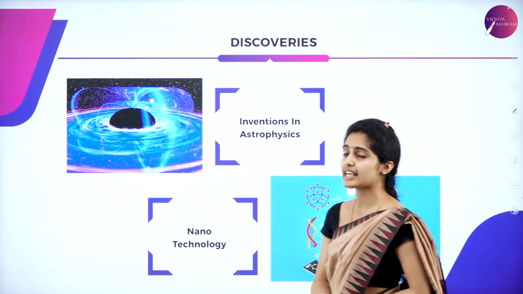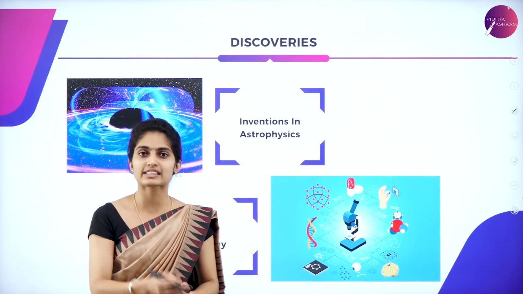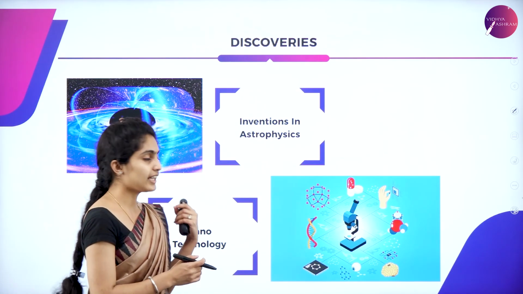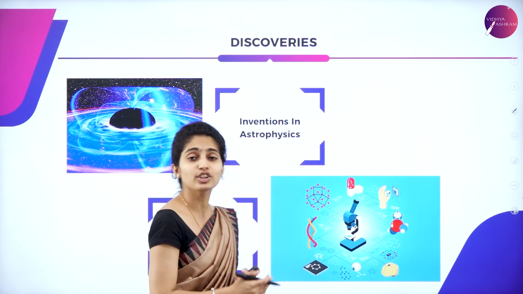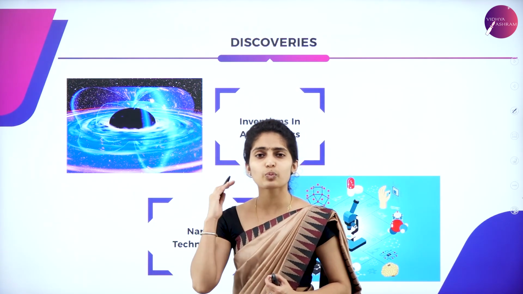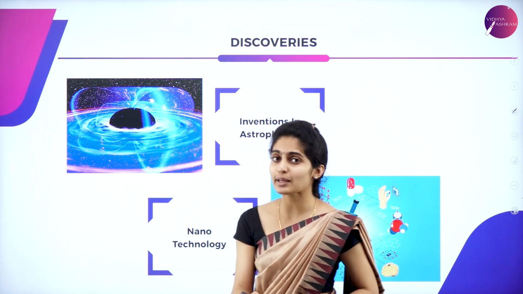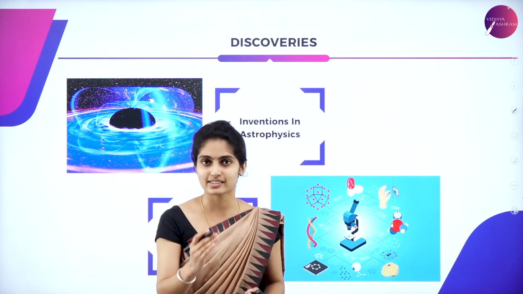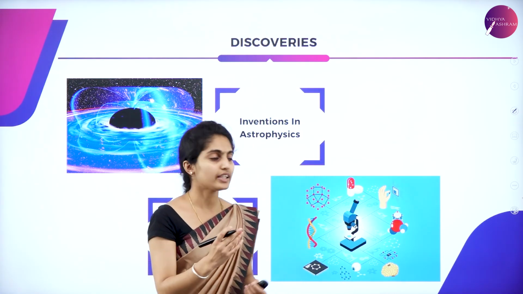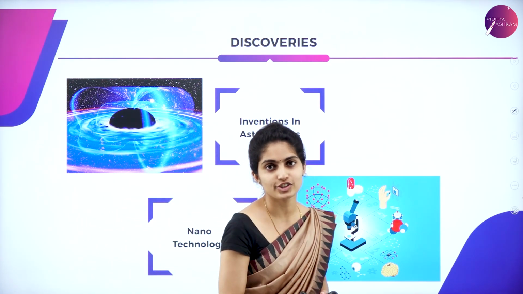The next discovery is inventions in astrophysics. They have discovered many things in astrophysics, and even now the discoveries are going on. Nanotechnology was also another one which they introduced. Now the inventions of nanotechnology are at a very high level. Even in UV creams, the UV sunscreens, in UV protection elements, you can see nanotechnology. It is a most widely used technology now.